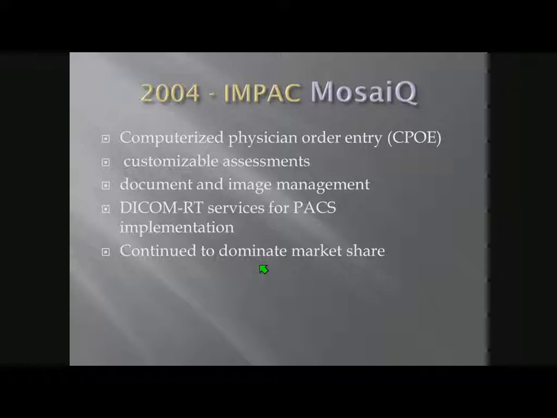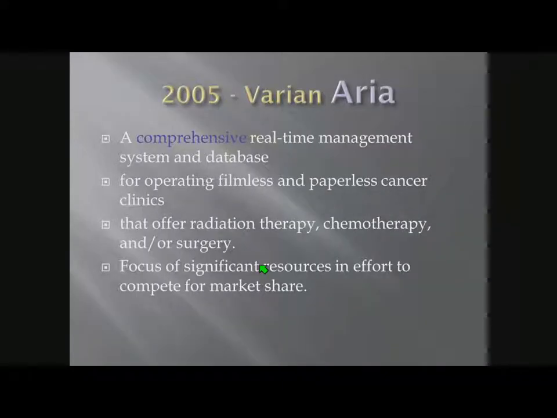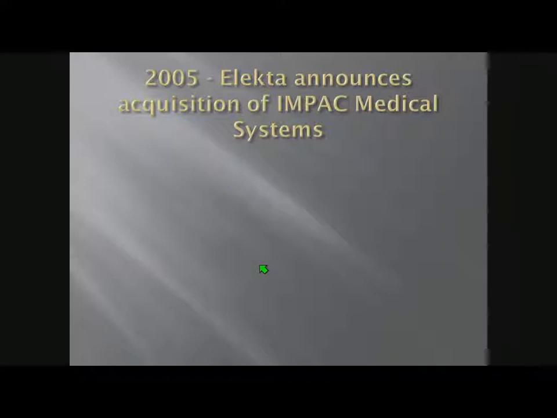In 2004, Impact announced the product Mosaiq and the vision of continually broadening application and use, from a record and verify only system to an OIS or EMR, whatever we want to call it, with computerized physician order entry, image management, all of that. In 2005, Varian Aria continued that vision, with Varian embracing a comprehensive approach to help us manage the entire department. Also in 2005, Elekta decided to buy Impact.